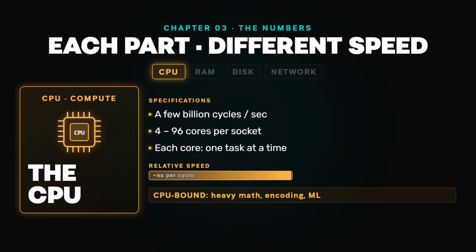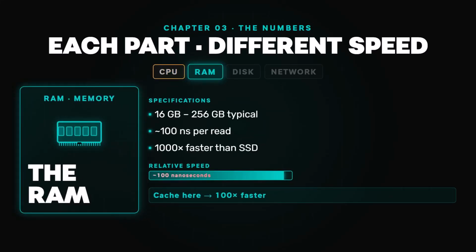Real code rarely uses every core perfectly. The CPU is your compute budget. If your code is slow because it's doing heavy math, image processing, video encoding, you are CPU bound.